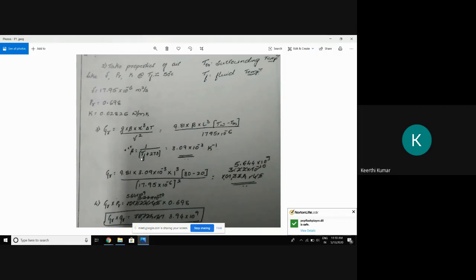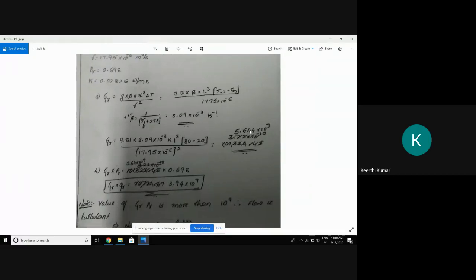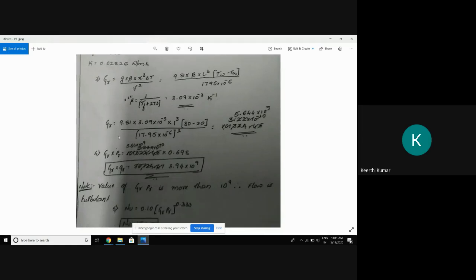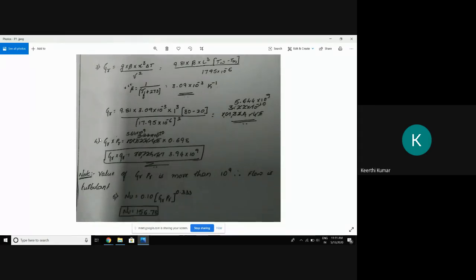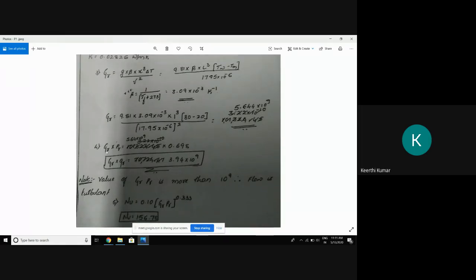Once you get the beta, you substitute back in the Grashof number, and you'll get a Grashof number as 5.644 into 10 to the power of 9. So try to calculate and then get the values. Okay. Then after this, the next step is Grashof number into Prandtl number, the product of these two. Grashof into Prandtl, if I do the product of those two, I got the product as 3.94 into 10 to the power of 9.